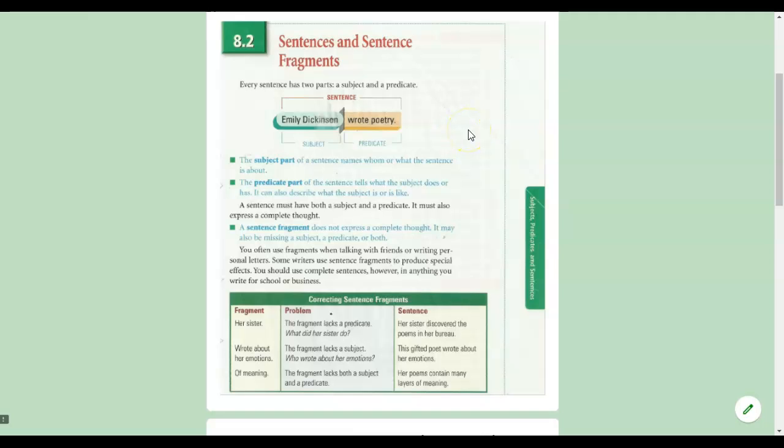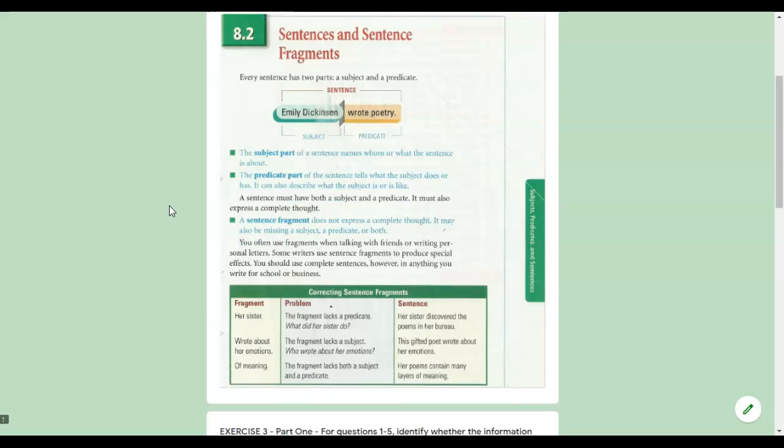Now, if you have a sentence fragment, you're missing either the subject or the predicate or both. So if it just said Emily Dickinson, that would be a fragment. If it just said wrote poetry, that would be a fragment. If it said to the masses, that would be a fragment because we don't have a subject or a predicate there. Okay, so with 8.2, we're going to identify different parts of sentences and fragments and then learn how to fix those up. There are different sections in this assignment. We're going to go through a couple examples throughout that before you attempt.